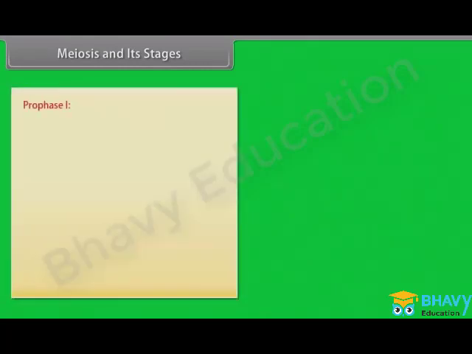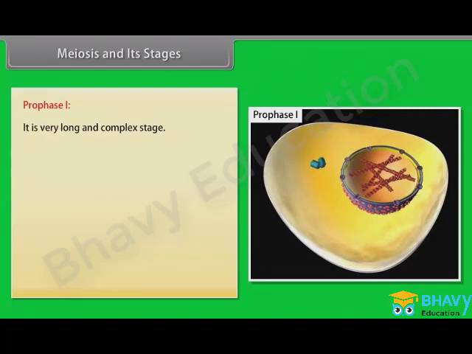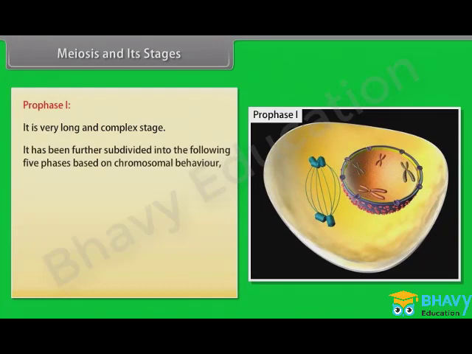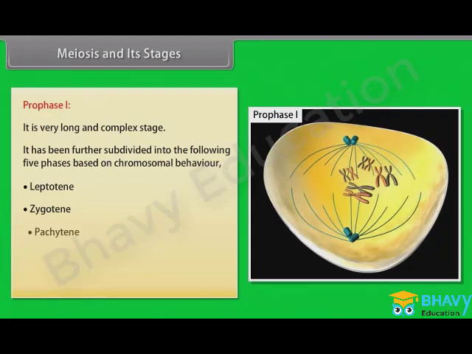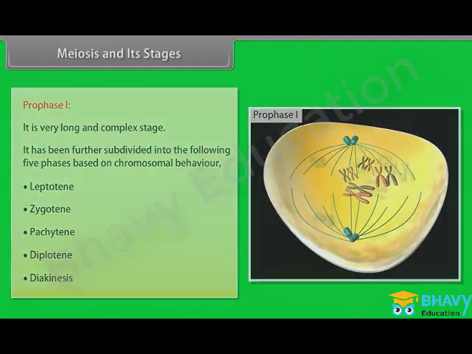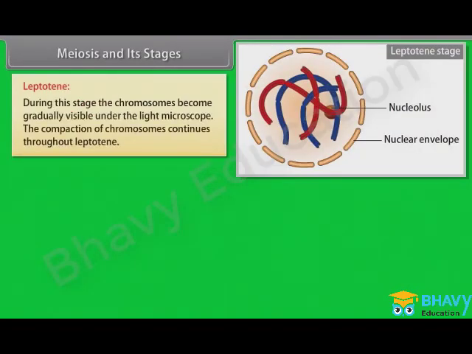The first stage of meiosis I is prophase I. It is very long and more complex in comparison to the prophase stage of mitosis. It has been further subdivided into the following 5 phases based on chromosomal behavior, that is, leptotene, zygotene, pachytene, diplotene, and diakinesis. During the leptotene stage, the chromosomes become gradually visible under the light microscope. The compaction of chromosomes continues throughout leptotene.